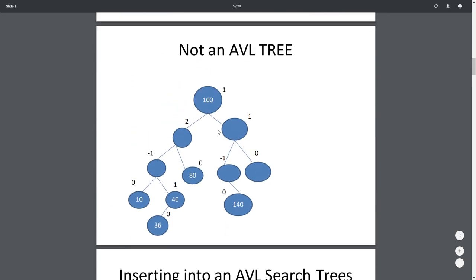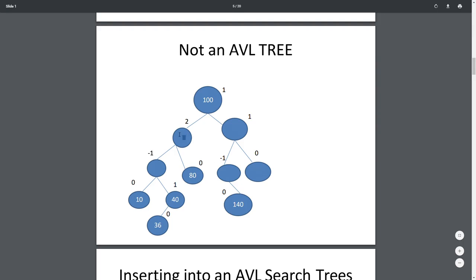Now consider this tree. Balance factor of 100: height of left subtree is 1, 2, 3 and 4, and height of right subtree is 1, 2 and 3. Consider the maximum path. So 4 minus 3, that is 1. Now for this node, left is 1, 2, 3 and right is 1. So 3 minus 1, that is 2. For this node, left 1 and right 1, 2. So 1 minus 2, that is -1. Then 0, 0; 1 and 0, 1. For this node, 1, 2 minus 1, that is 1. Here 0 minus 1, that is -1, and for this, 0.